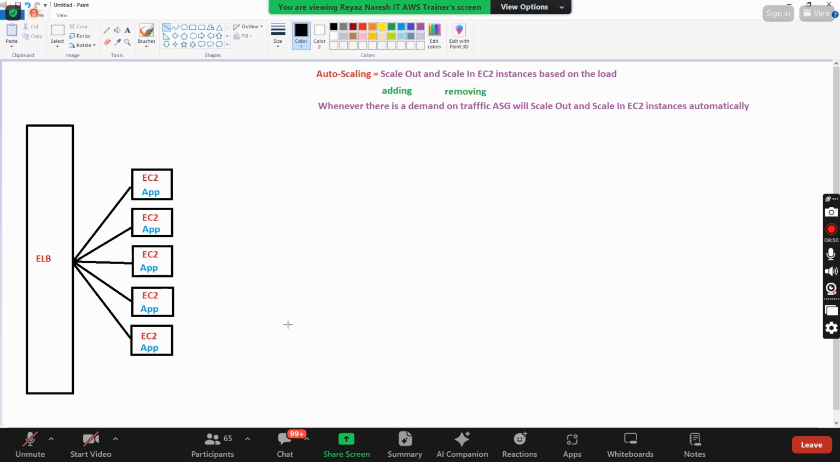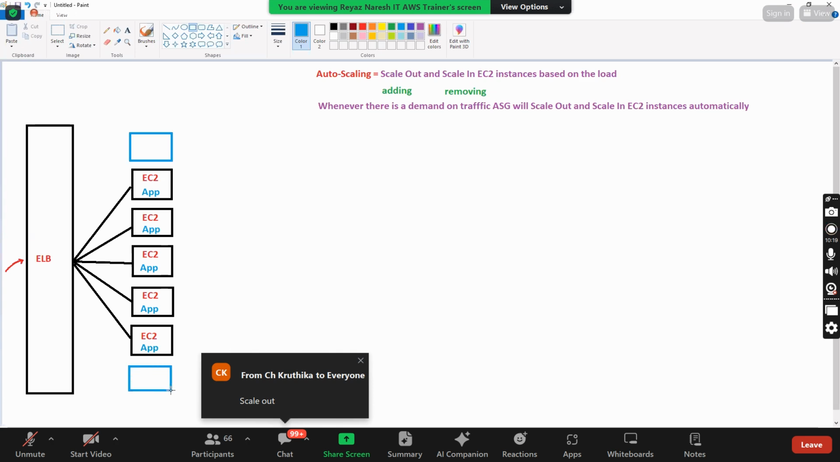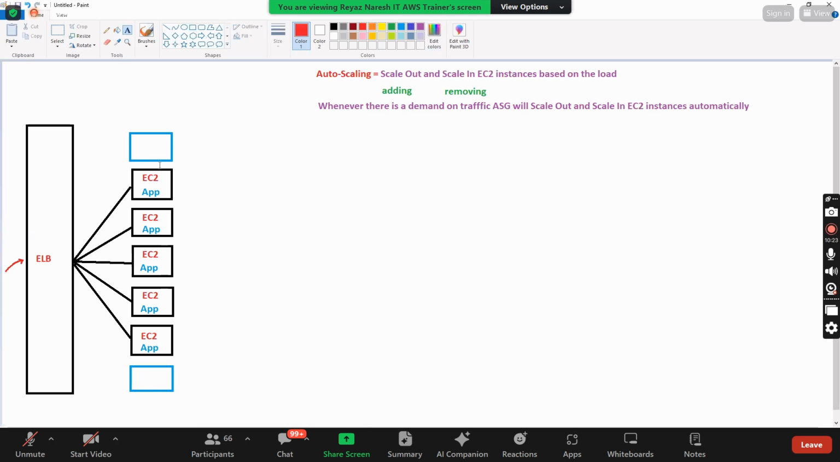So whenever there is a huge demand, or a huge traffic on the load balancer, what will happen? These 5 EC2 instances will be sufficient? Definitely no. What should happen now? Scale out should happen. Scale out happens, meaning here automatically an EC2 instance will get launched. Yes or no? Automatically an EC2 instance will be launched.